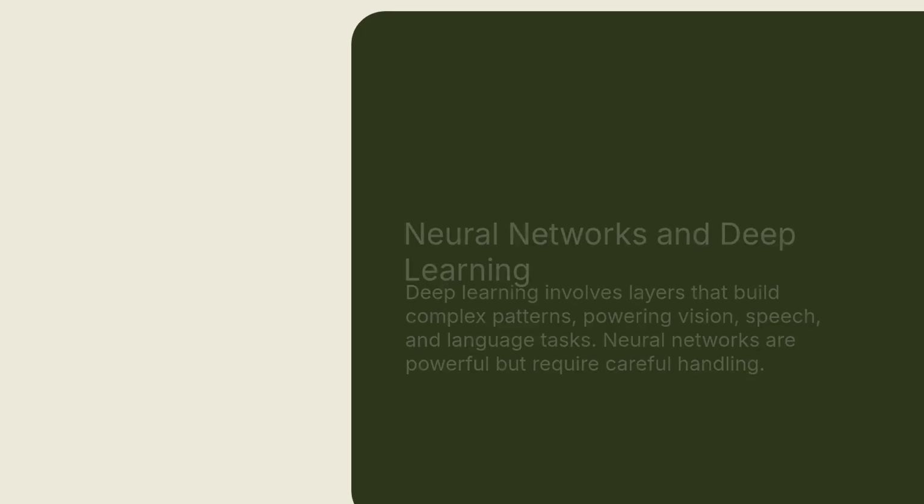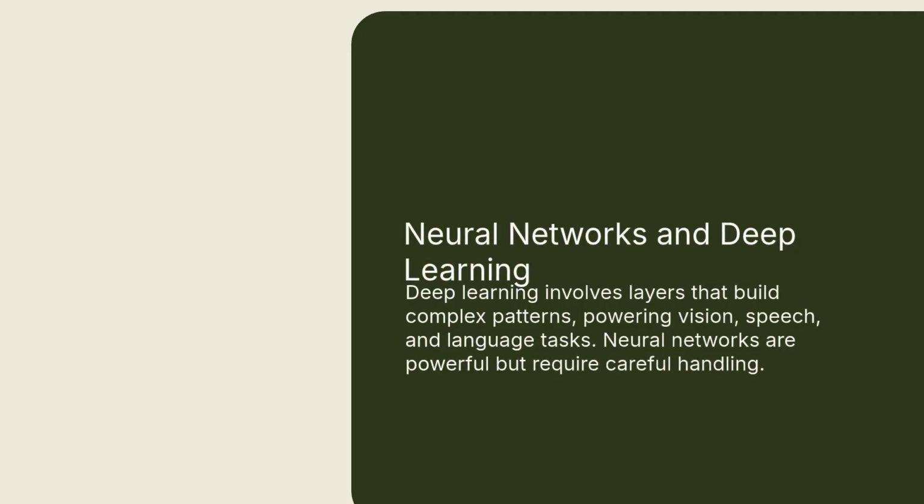Artificial neurons weigh inputs and fire outputs. Layers build complex patterns, enabling deep networks. Training involves forward pass, error measurement, and backpropagation. Deep learning powers vision, speech, and language tasks. Neural networks are powerful yet fragile, requiring careful handling.